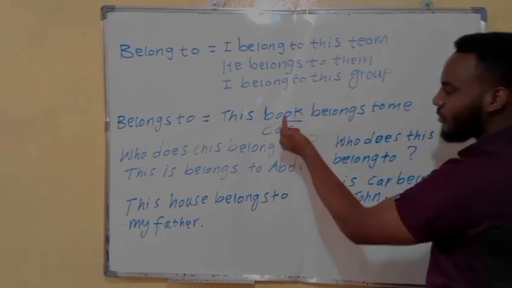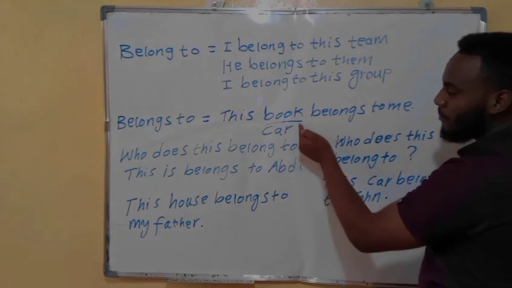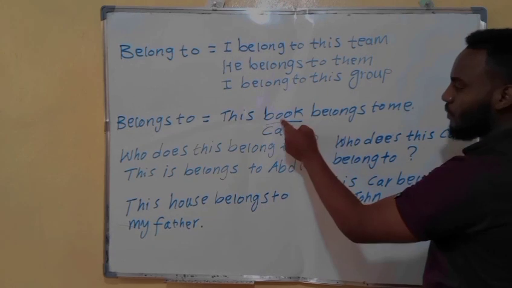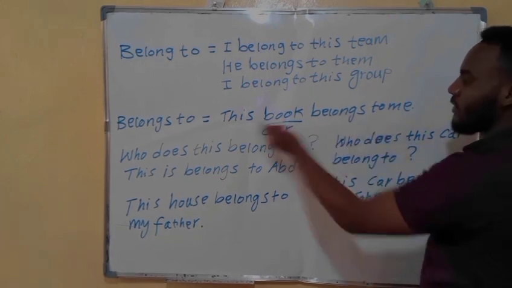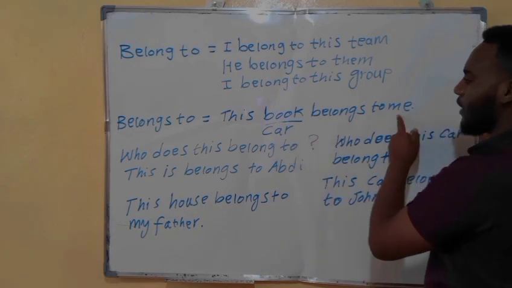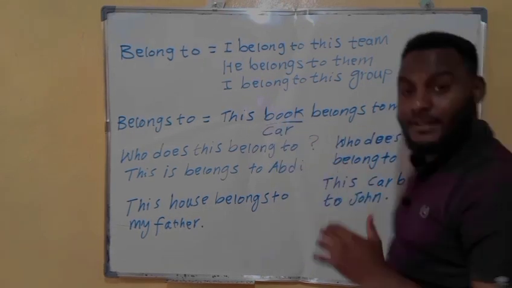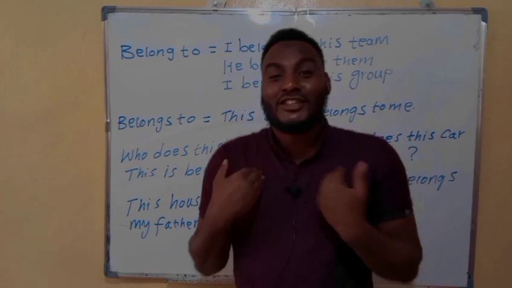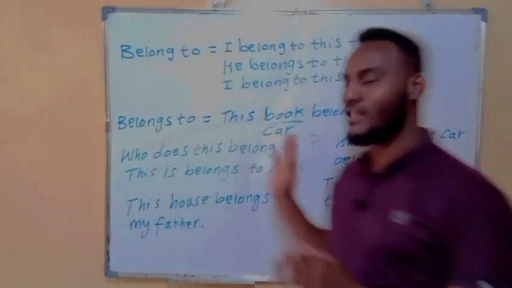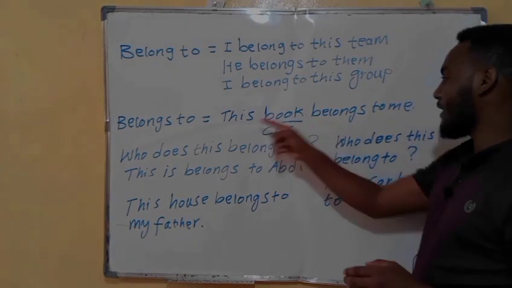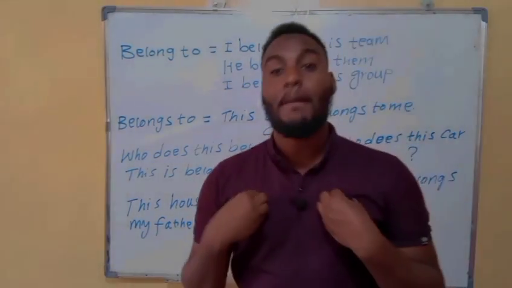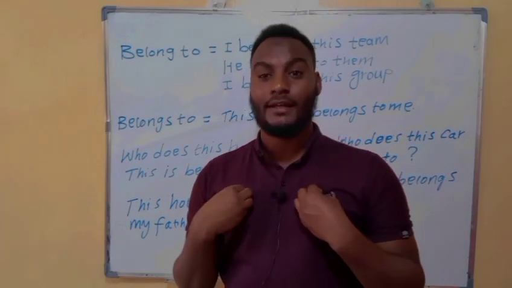For example, we have made examples with book and car, right? So you can say this book belongs to me, this book belongs to her, this book belongs to him. This is my book, this book is mine. Alright? This book belongs to me means this is my book, this book is mine. You understand?